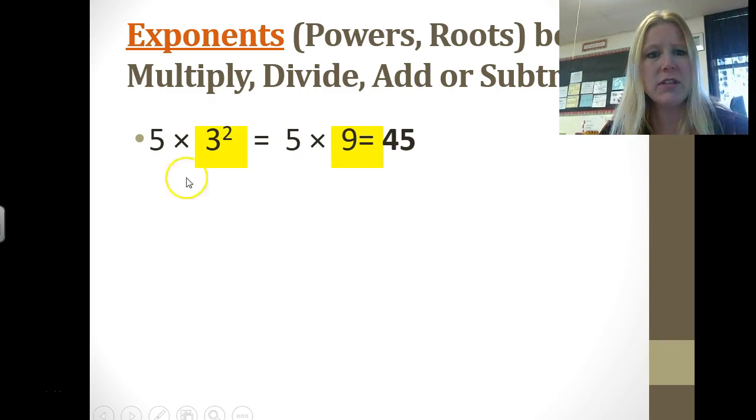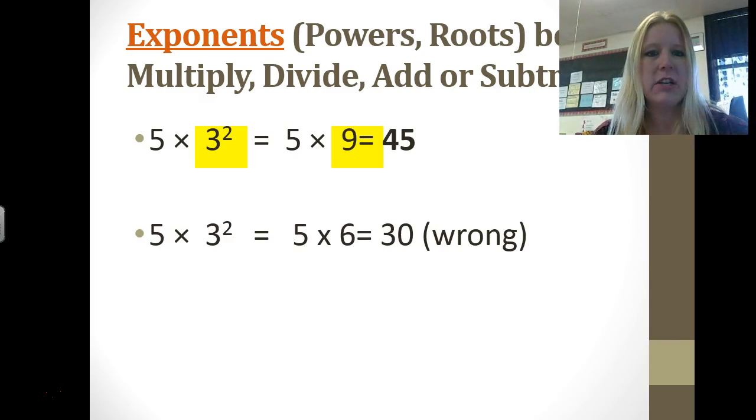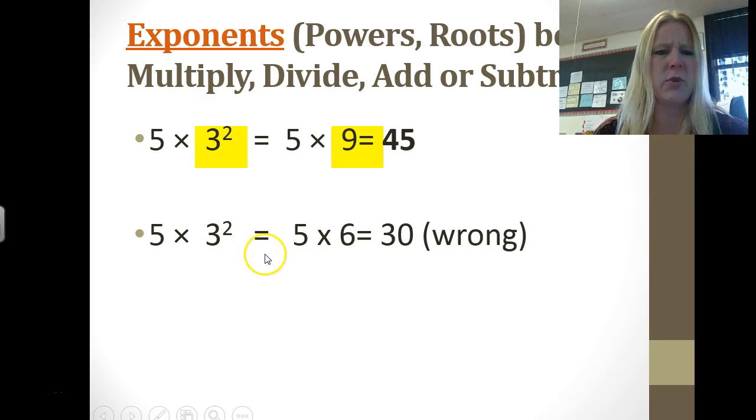So if I was to do this operation, after you've done anything in parentheses, you move on to squaring of numbers, or it could be to the power of 3, to the power of 4. Whatever that tiny little exponent is, it's our second step in PEMDAS. If I had accidentally done 5 times 6 first, I would have gotten the wrong answer. Or sorry, that's if you did the squaring wrong.